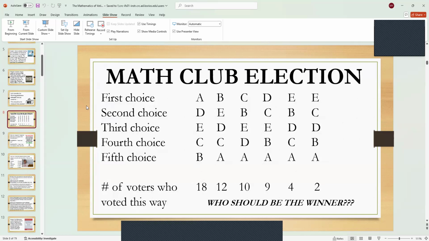So this whole thing is called a preference schedule. And I want to talk about who do we think should be the winner? I want you to think about that for a minute. Who do you think should be the winner of this election?